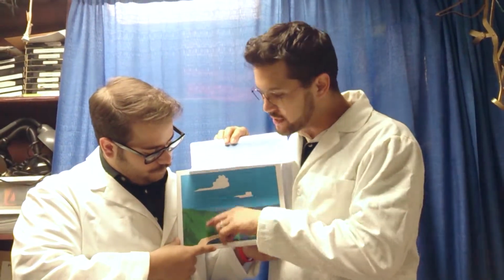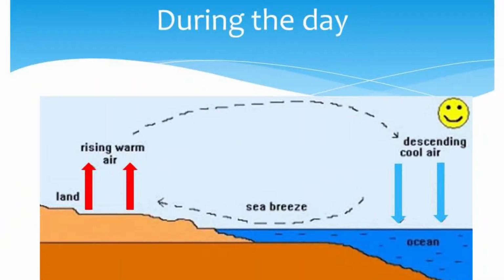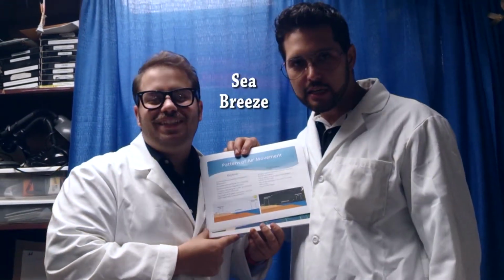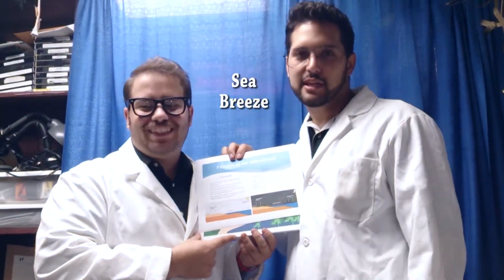Over the water you have cool air, and this cool air is flowing this way, as you can see in this diagram. This is called what, Hans? The pattern of air movement. No, this little breeze that is coming from the sea. That is called sea breeze. That's right, sea breeze. Ask your parents about it. It used to be a nice song.